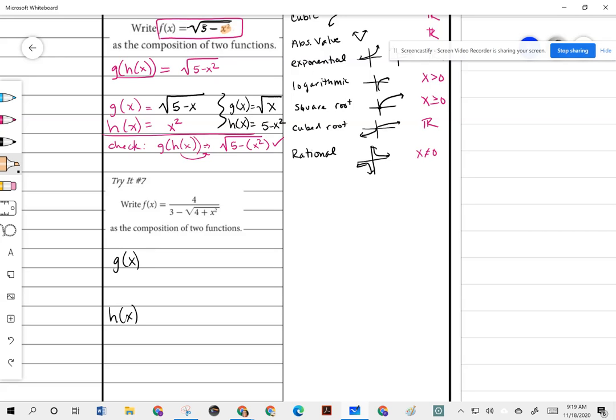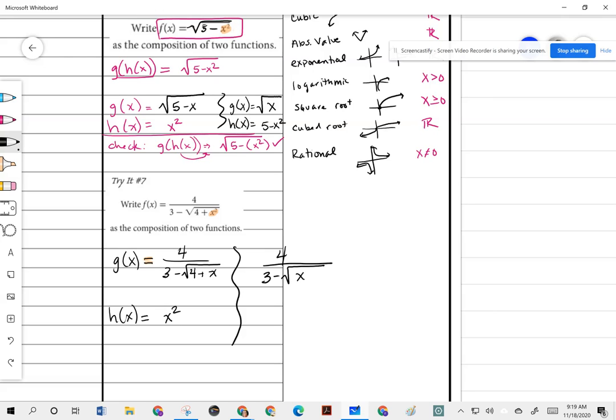I'm going to approach it with the same kind of idea: I've got x squared as where my input is going to be. Everything else is just going to be like my outer shell. So g of x is 3 minus the square root of 4 plus x, and then h of x is going to be x squared. I can check that by taking h of x, plugging it into g of x, and that should match.